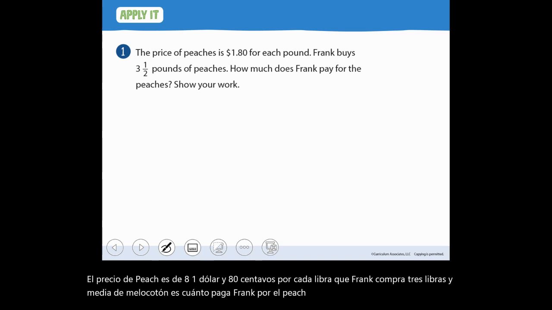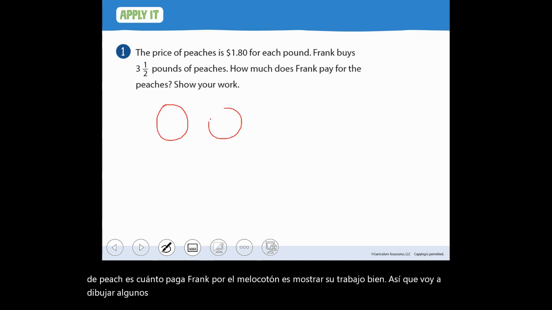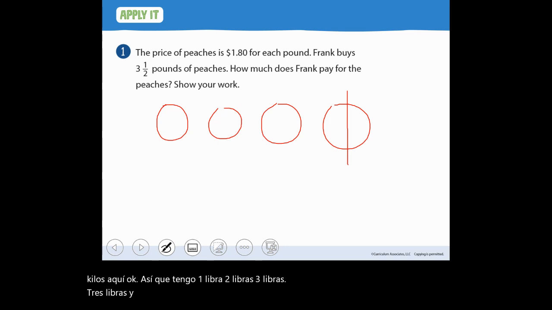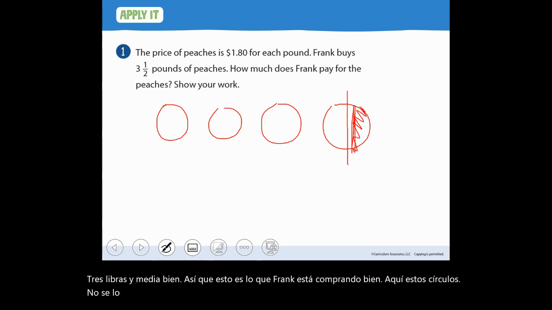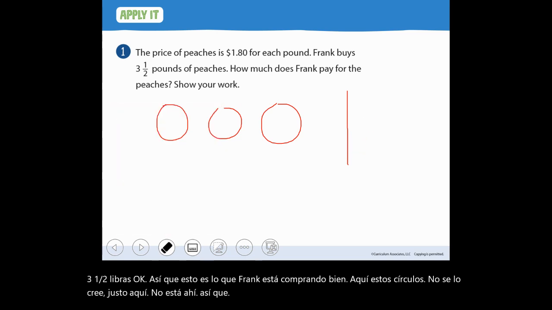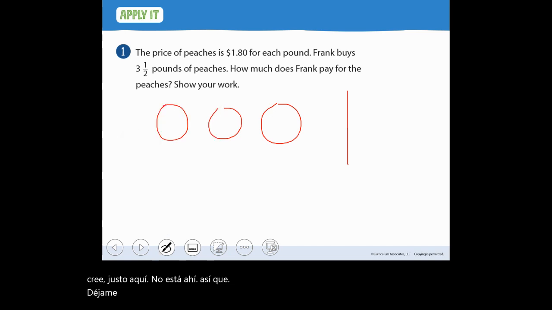All right, so I'm going to draw some pounds here, okay? So I've got 1 pound, 2 pounds, 3 pounds, 3.5 pounds, okay? So this is what Frank is buying right here, these circles. He's not buying this right here. It's not there, okay? So let me see if I can just draw that. There we go. So it's $1.80 for each of these.